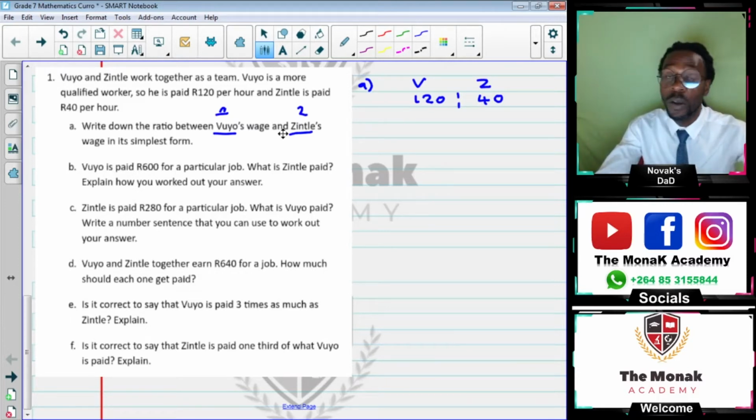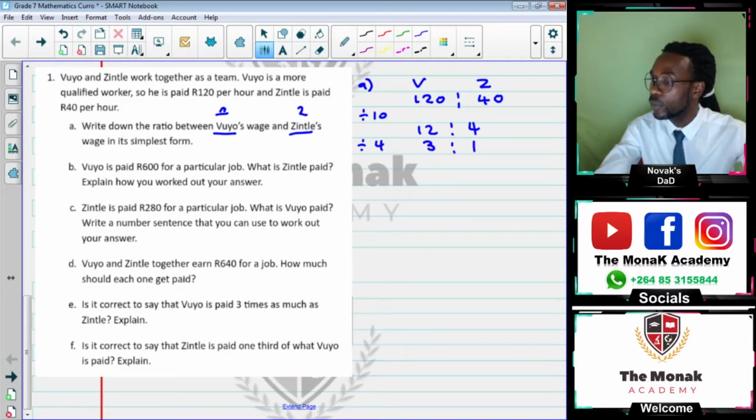We look at the common factor, what number goes into 120 and 40. If you are not sure, since you are not using a calculator, you can always start with 10, because 10 cancels out the zeros. So let's say divide by 10, you get 12 is to 4, but we can see it can still be simplified. 4 goes into 4 once, 4 goes into 12 3 times. So your ratio is 4 is to 1. That's your answer.